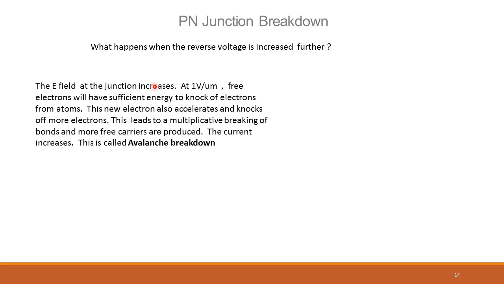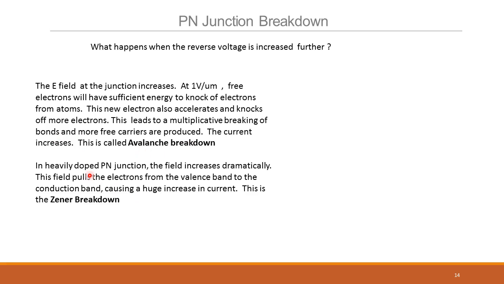Now in silicon, at typically about 1 volt per micron, free electrons will have sufficient energy to knock out electrons from the atoms. Right? That means they gain sufficient energy. This new electron will also accelerate and knock off more electrons. Okay? This leads to a multiplicative breaking of bonds and more free carriers are produced. This is called the avalanche breakdown.